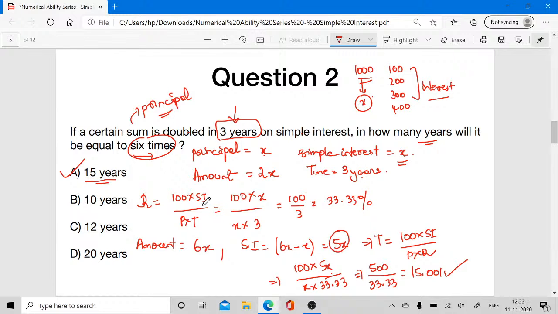Okay? So first we will find the rate using the given data, which is 33.33%. Then they have told, in how many years will it be 6 times? So the amount will be 6x, and the simple interest is 6x minus x, which is 5x. The rest we already know. Substitute, and 15.001 years is actually equal to 15 years. Is it clear, everyone?